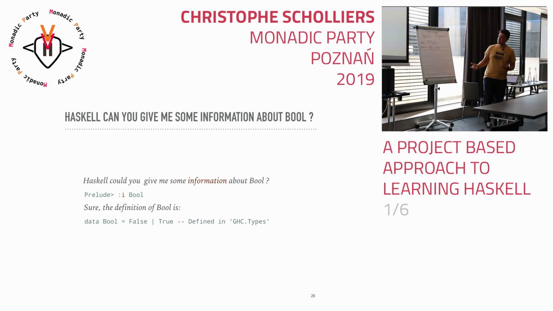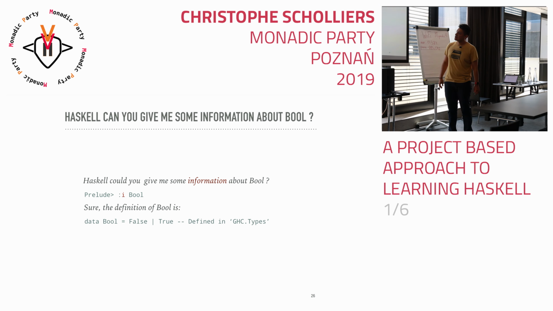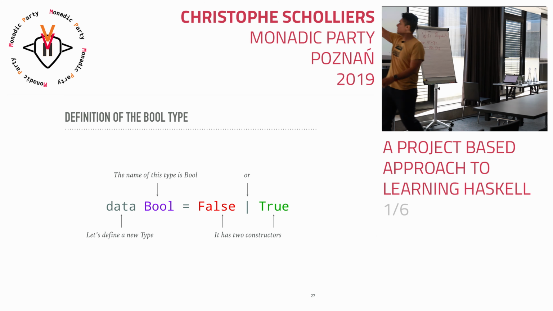Of course, Haskell already has Boolean types, so we can just ask Haskell to give us some information about Bool. The same as we did before, we type :i, we ask something about Bool, and then we get the definition. The definition itself is, first you write data, then you give your new type a name. This is really a type, Bool.